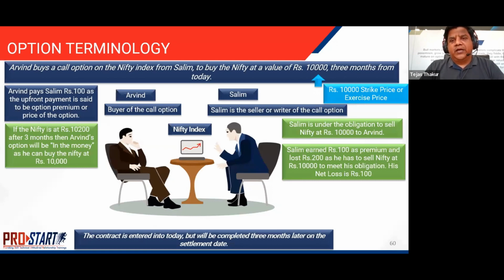Salim enters the obligation to sell Nifty at 10,000 rupees to Arvind. Salim earns 100 rupees as a premium and has lost 200 rupees because of the difference in the option's price and the market price. So he has to sell Nifty at 10,000 rupees to meet his obligation. But his net loss is 100 rupees because he's lost 200 rupees from the transaction, but earned 100 rupees by writing the option.